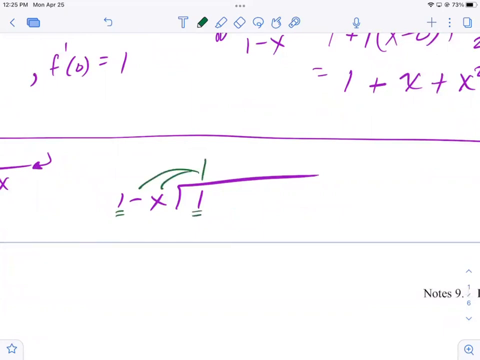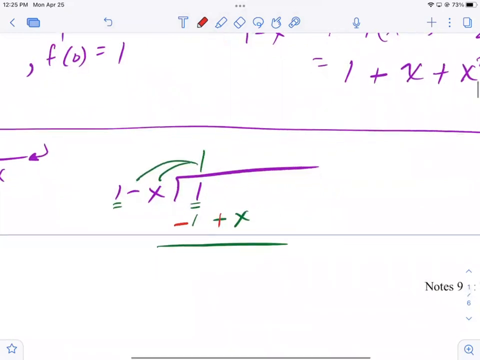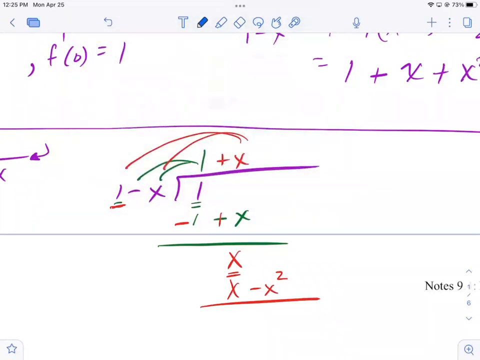Now we distribute from on high and we get 1 minus x. And then we subtract, yeah? So we change both signs. And then we get x. And we do it again. How many times does 1 go into x? X amount of times. And now we distribute from on high and we get x times 1 is x minus x squared. Change both signs. So that's going to be minus plus. And then we get x squared.